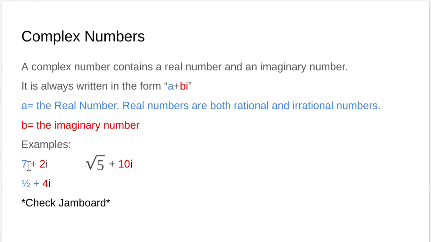So in this complex number, 7 would be the real number, 2i imaginary, a half real, 4i imaginary, square root of 5 real, 10i imaginary.